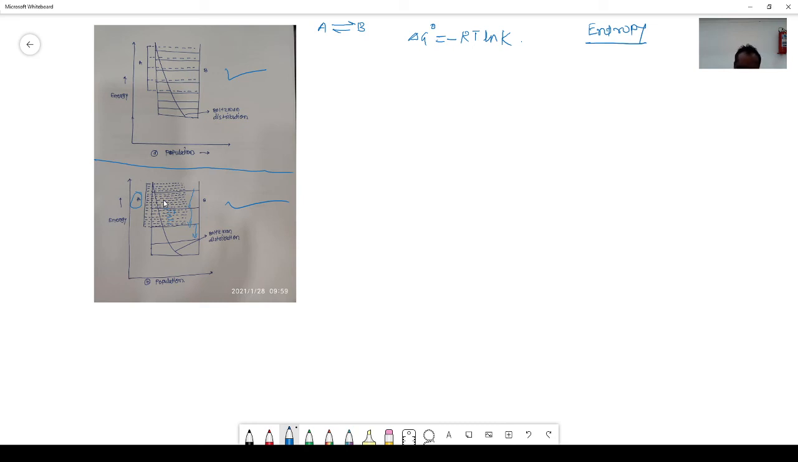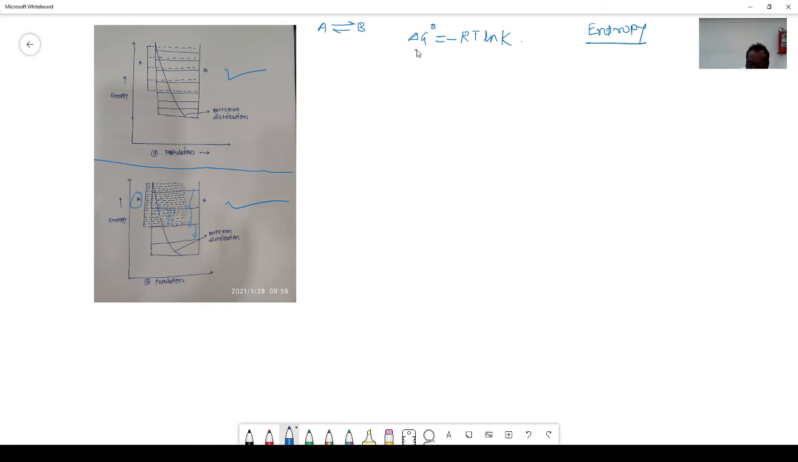The population will therefore be more than that of B and will dominate the equilibrium. Why? The number of population in the A energy level is very high. The number of different energy levels present in A is high. So entropy plays the important role, right?